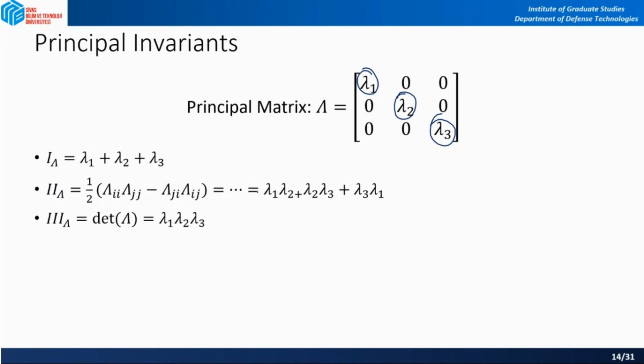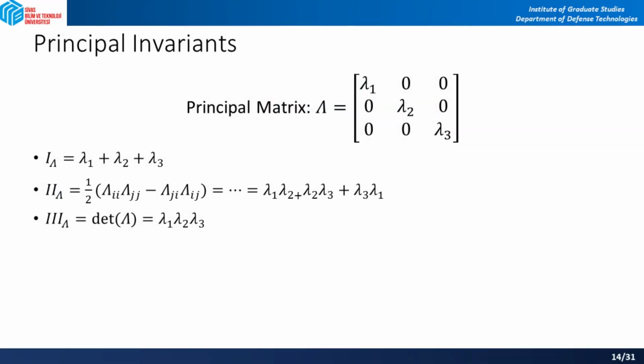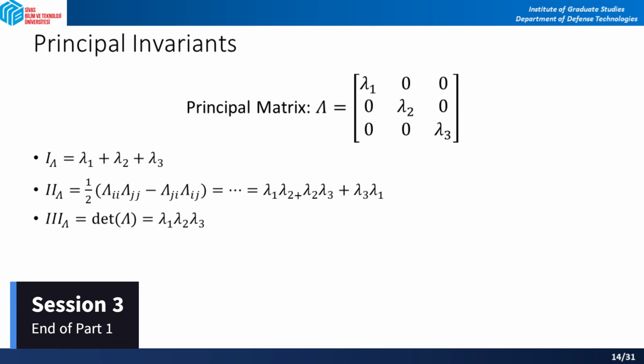Okay? From linear algebra, eigenvalues cannot be random, and they should satisfy what we call the characteristic equation. So the next thing that we have to study is this characteristic equation.